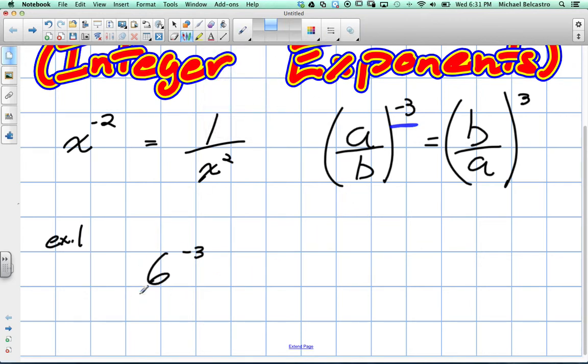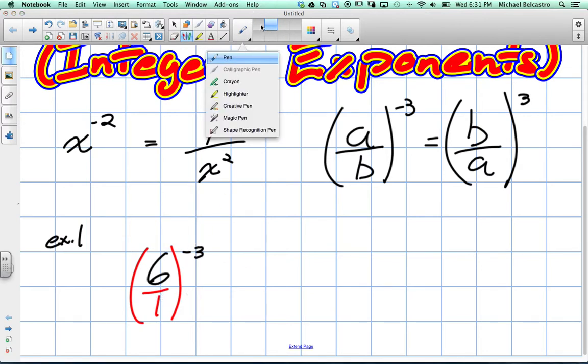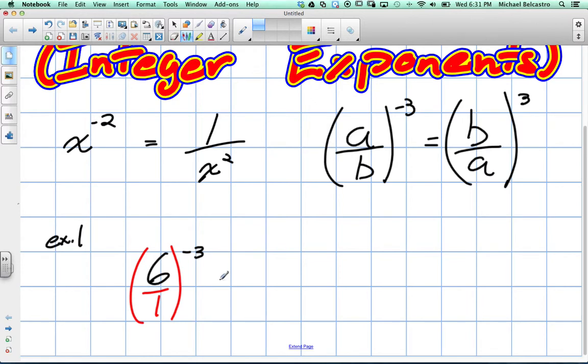So how would I make 6 a fraction? 6 over 1. And we can always write it like this, as if this is the power of that. Now I want to make the exponent positive. What do I do in this case? You reverse it. So what will the base read? 1 over 6 to the power of 3. That's it. We now have a positive exponent. So whenever we do this, let's always make it a fraction. It'll make things easier for us.